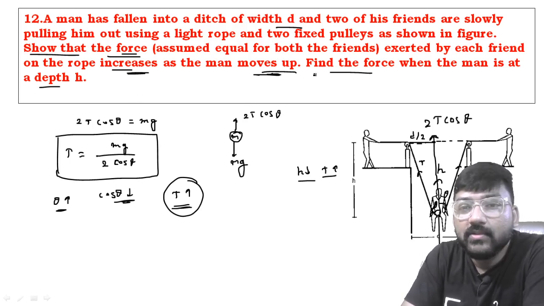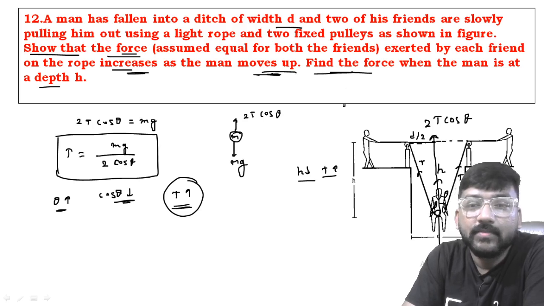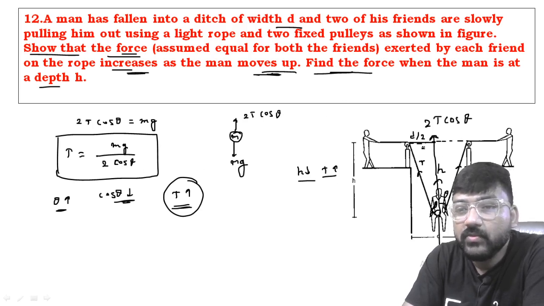But the second question: find the force when the man is at a depth h. So you have to find T in terms of h. So you have to substitute cos theta. What will be cos theta? If you see this triangle, this is your hypotenuse, and the hypotenuse will be the square root of h square plus (d by 2) whole square.